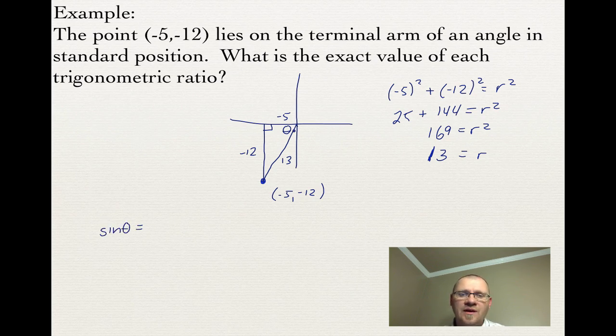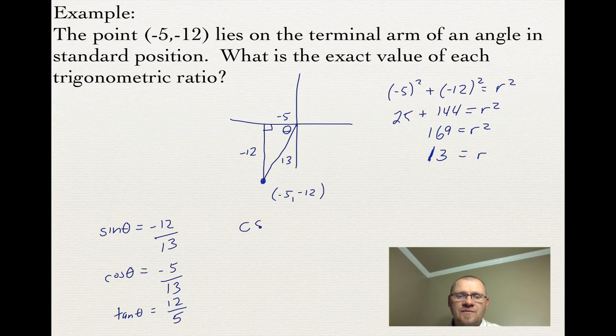So here's our angle. So we can find sine, cosine, tan using our concept of opposite over hypotenuse. So sine of theta is your opposite side, -12, over your hypotenuse, which is 13. Cosine of theta is your adjacent side, which is -5, over your hypotenuse, which is 13. And tan of theta is your opposite side, which is -12, over -5, which gives you a +12 over 5.